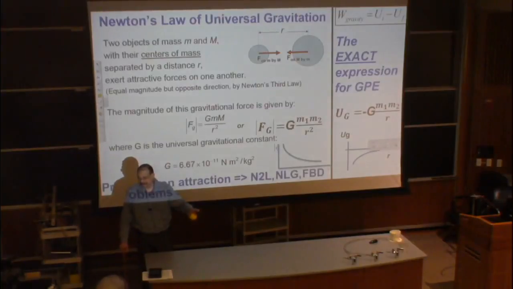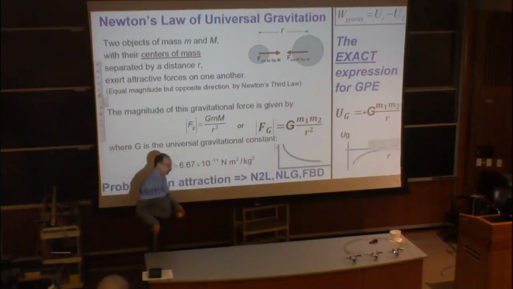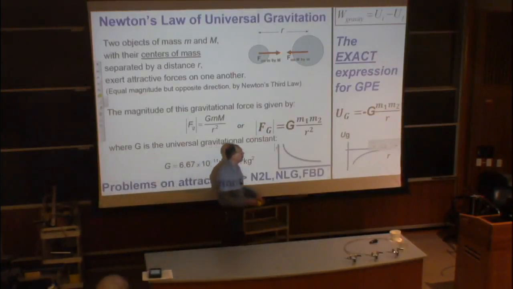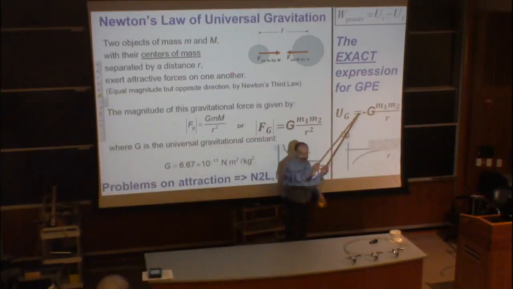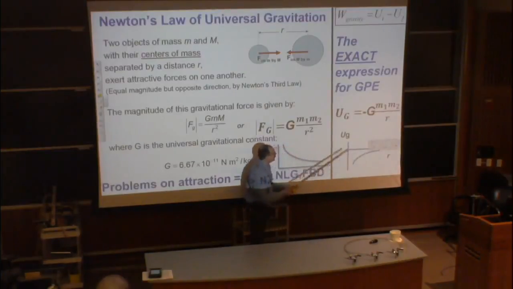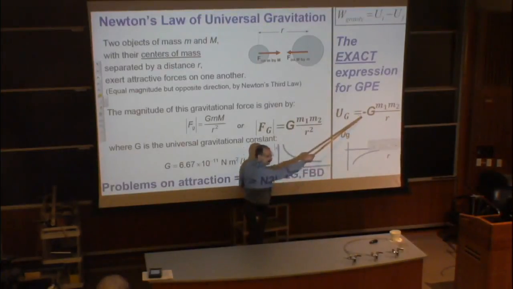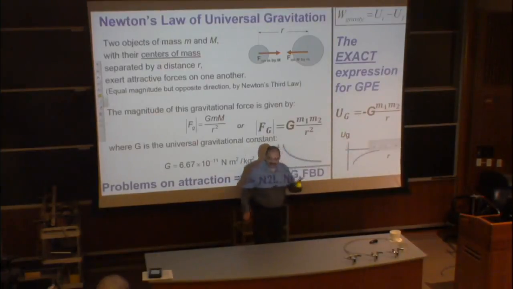That wasn't the exact expression for calculating gravitational potential energy. This is the exact expression, which works for any situation. Same constant, product of two masses, but the difference between energy and force: first, a minus here, and second, no square, just distance.